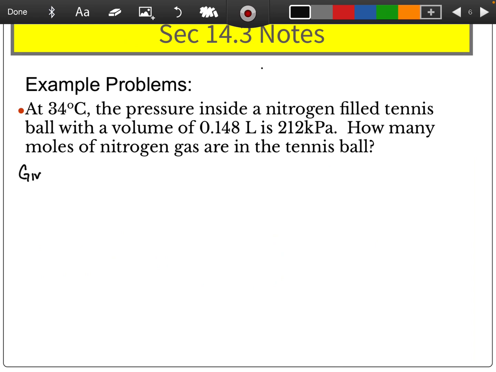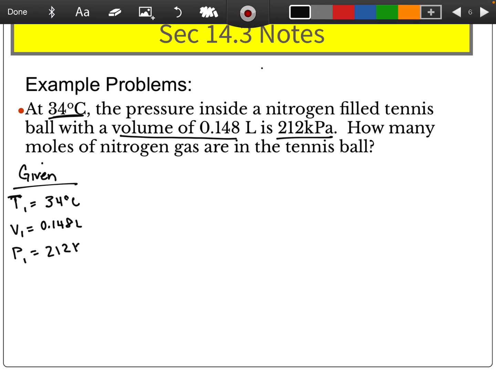So again, we're going to write down the information given in the problem. So we have 34 degrees Celsius, which is a temperature. The pressure inside a nitrogen-filled tennis ball with a volume of 0.148 liters, so we have a volume, is 212 kPa, which is a pressure. How many moles, so remember moles is n, are in the tennis ball?